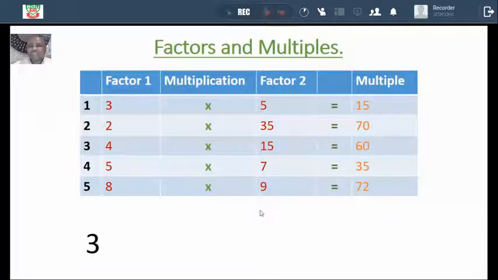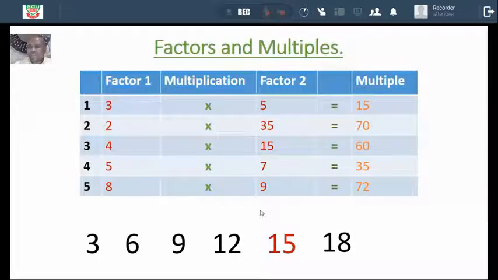3, 6, 9, 12, 15, 18. Okay. Now we have seen that 15 is part of this list, which are the multiples of 3. When you do these multiples of 3, we find 15 to be part of it. So 15 is a multiple of 3, just as 12 is also a multiple of 3, and 6, and 9, and 18, and so on and so on.